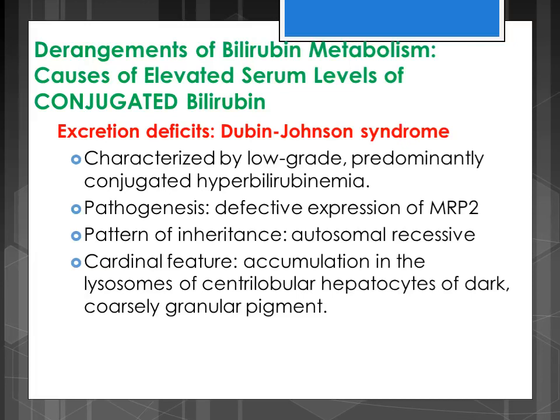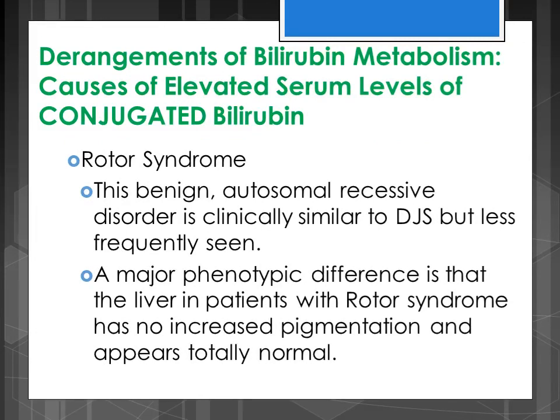Thus, conjugated bilirubin accumulates within the hepatocytes and eventually back diffuses into the circulation where it is detected in the serum. Sometimes the Dubin-Johnson can be confused with the Rotor syndrome, possibly of viral origin. Okay, so now we have the Rotor syndrome. This benign autosomal recessive disorder is clinically similar to Dubin-Johnson syndrome, but this is less frequently seen. A major phenotypic difference is that the liver in patients with Rotor syndrome has no increased pigmentation and appears totally normal.